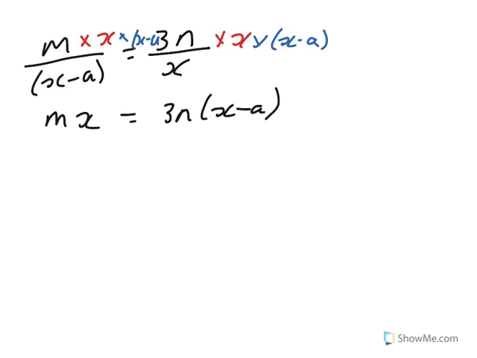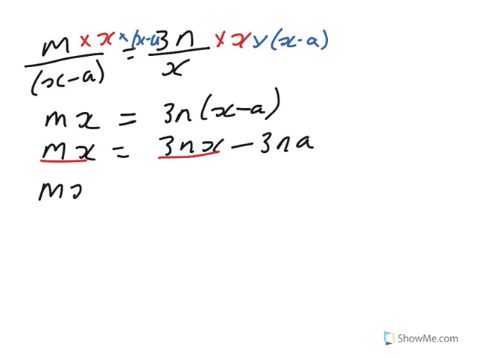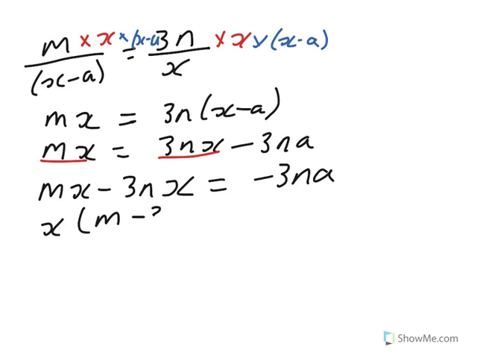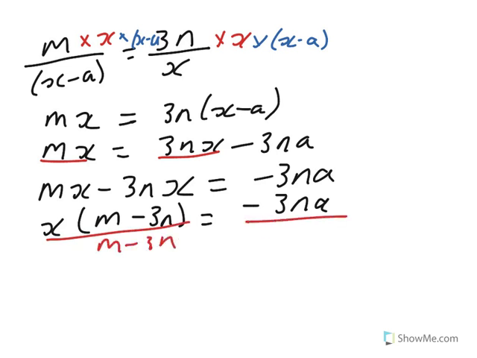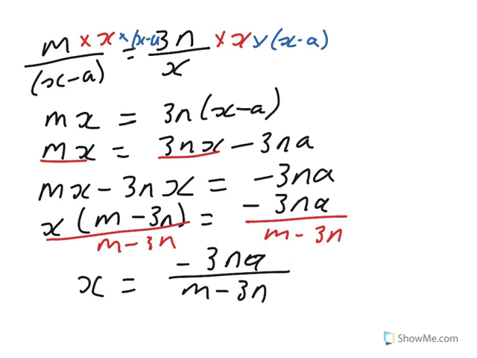So we really need these x's to be together, so expand that right hand side. 3nx minus 3na, and now we want these two to be together. So taking 3nx from both sides, we get mx minus 3nx equals negative 3na. X, of course, now on the left hand side is a common factor, so we take it out, and then dividing both sides by m minus 3n, we end up then that x equals negative 3na over m minus 3n.